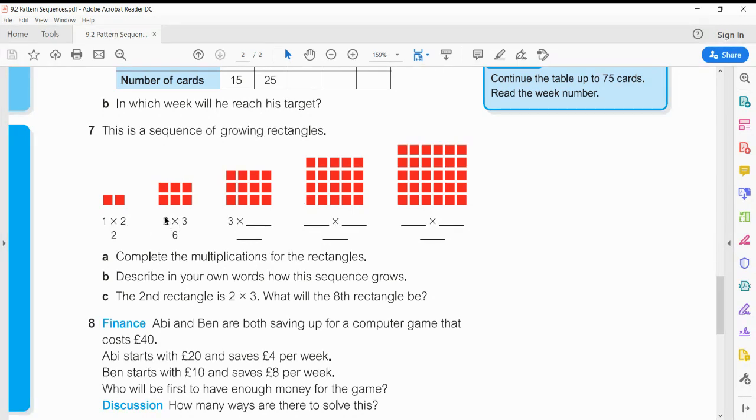So 1 by 2, it's getting one taller and one longer, so it's 2 by 3. Okay, and then what will the 8th rectangle be? So the second one is 2 by 3, the third one is 3 by 4. Well, the 8th one's just going to be 8 by 9, isn't it? 8 times 9, 72.